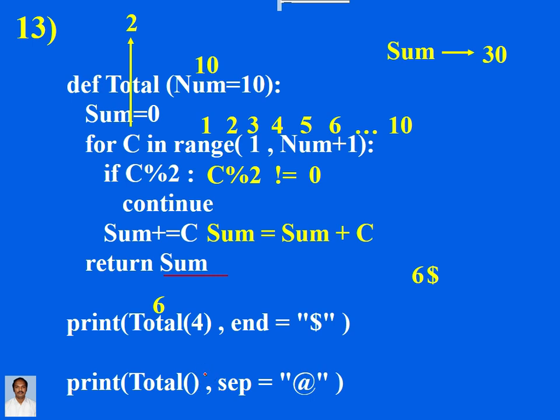To where it is returned? To the point from where the function was called. So 30 will come here. Now this separator is meaningless because the separator comes into action only if multiple arguments are there. Here there is only one argument, so the separator is meaningless. So if you run this program, the final output will be 6 30.